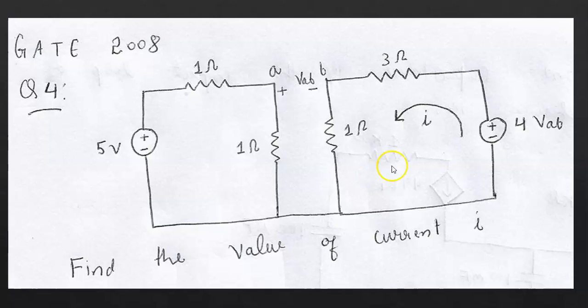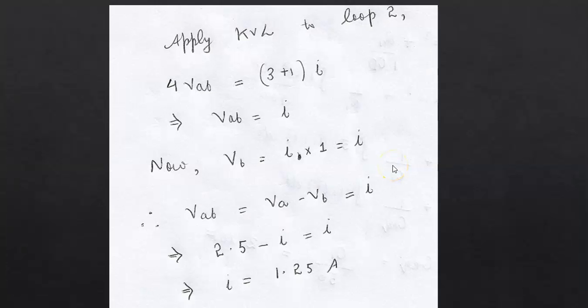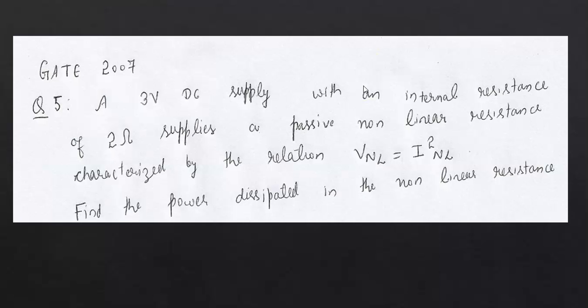Now the voltage potential drop V across the branch AB, VAB, will be equal to VA minus VB, that is equal to I, and on solving this we will get the value of I equal to 1.25 ampere. So this numerical is solved. If you have any doubt, please ask in the comments.